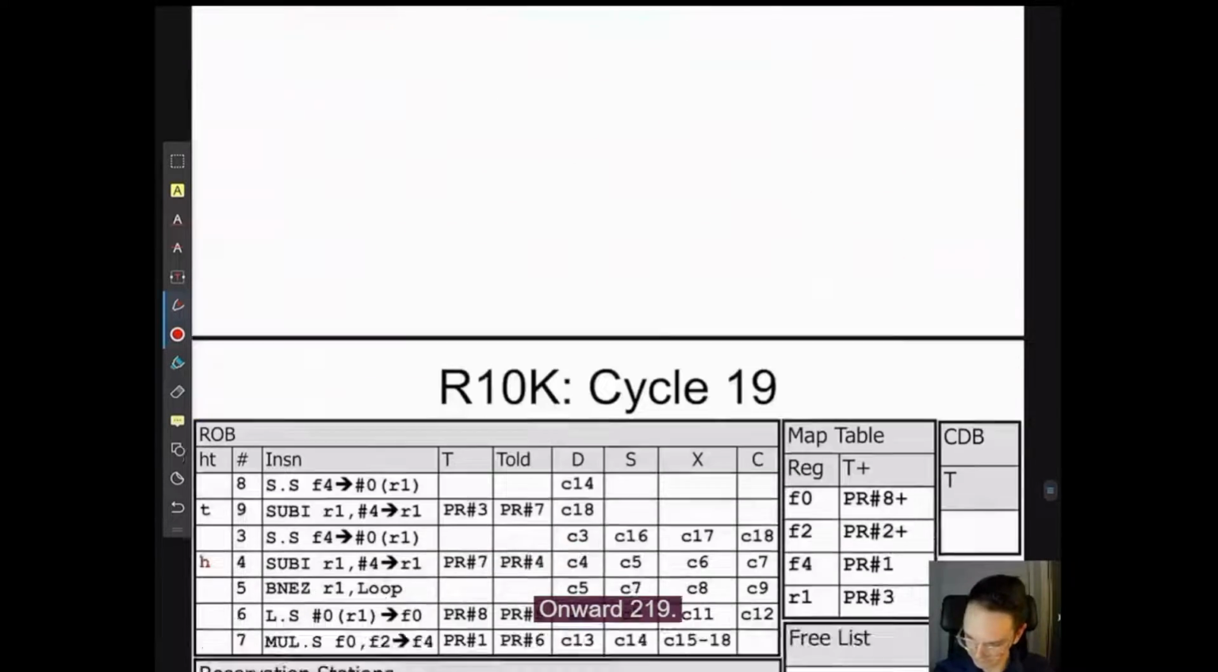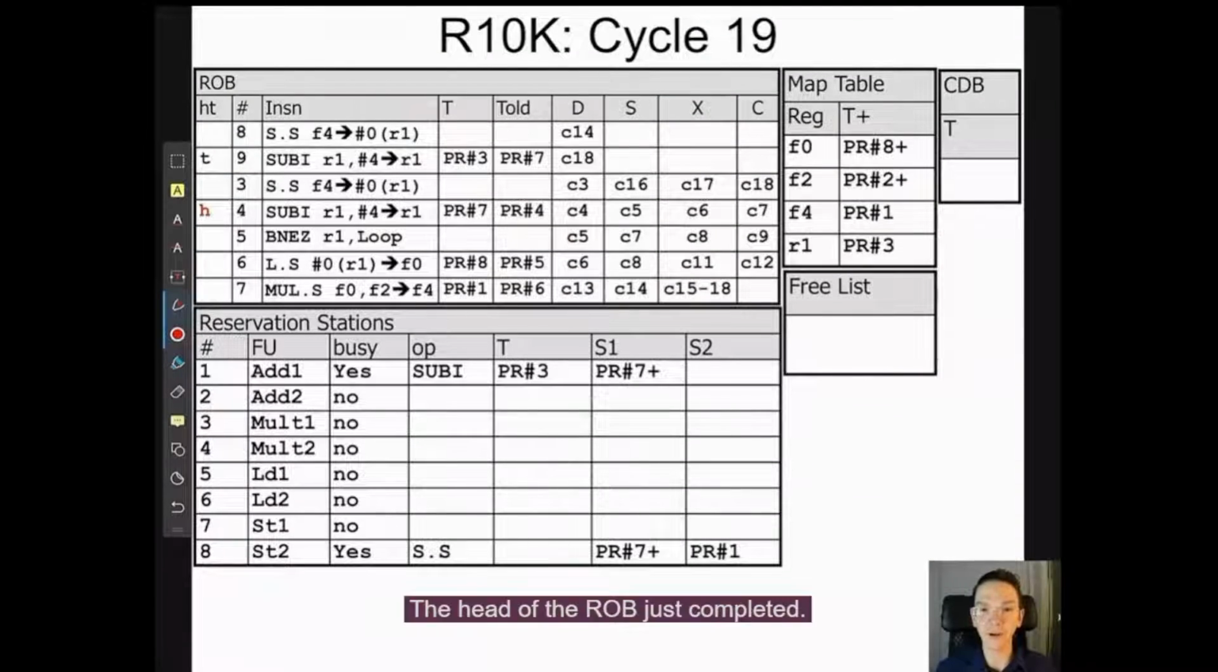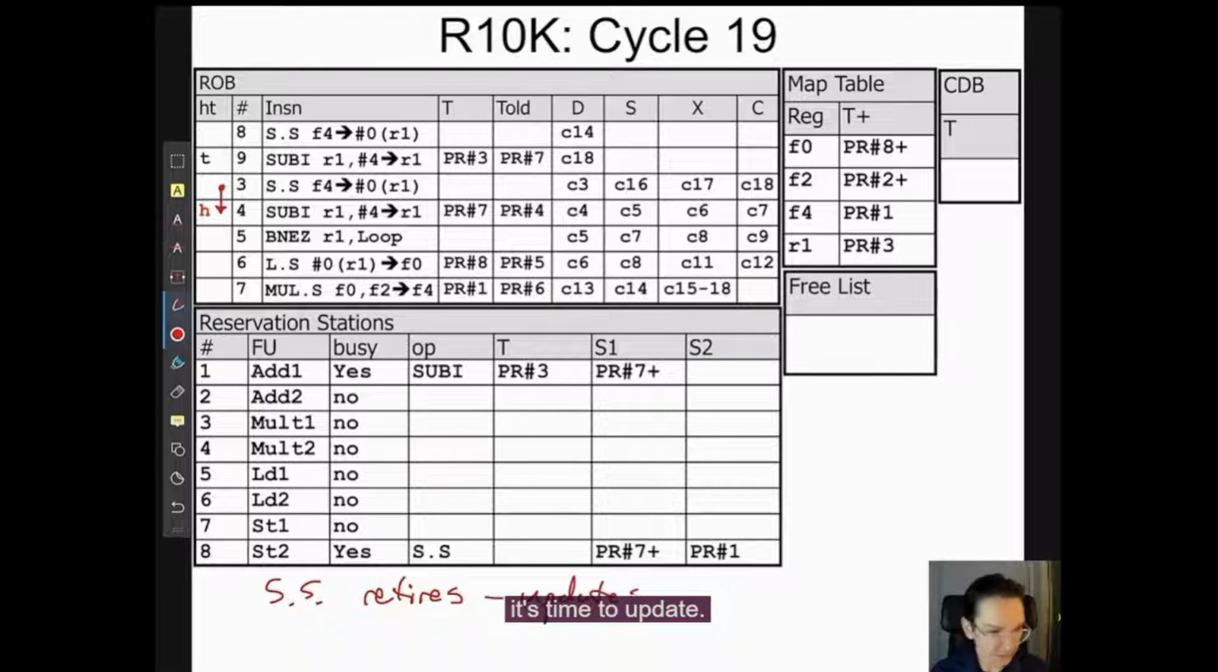Onward to 19. The head of the ROB just completed, so the store instruction retires. There's no register to free here. There's no told value. Now that the store can retire, it's time to update the value in memory. So the head store in the load store queue finally writes to memory because the instruction is non-speculative and we haven't detected any page fault or permissions problems. So it's finally safe to commit this value into memory.